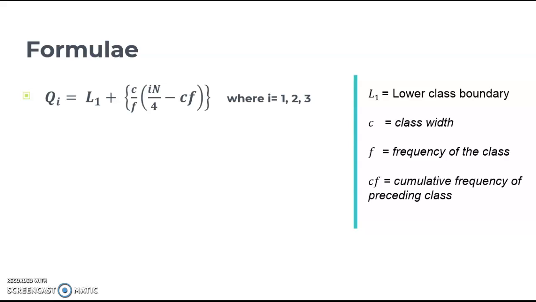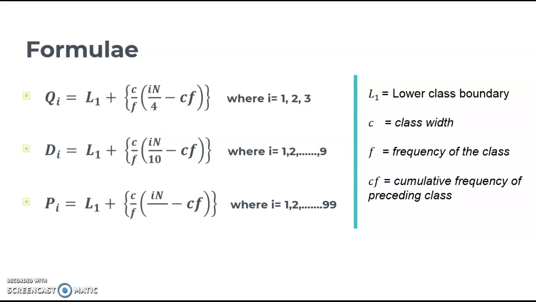Now on a similar basis, we can write the formula to find the decile. In case of decile, I will take values from 1 to 9 because a total of 9 deciles are there. And here in this term, we are going to divide by 10. Similarly, for percentile, I can take values starting from 1 to 99, and in the denominator, we divide by 100. So just go through the formulae once again. These are the formulae to find quartiles, deciles and percentiles.